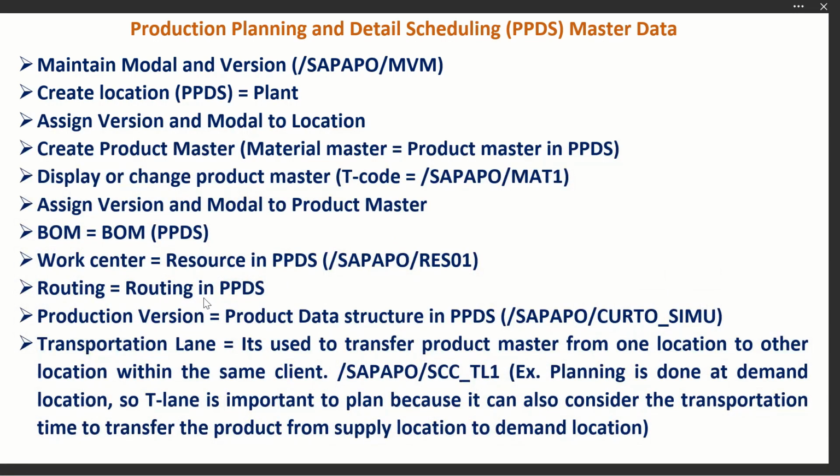Now what about routing? Routing is the same as the BOM I told you about. Just create the routing, and the routing is created in PPDS. It is similar to that. Now the production version. Production version is equal to the product data structure in PPDS.